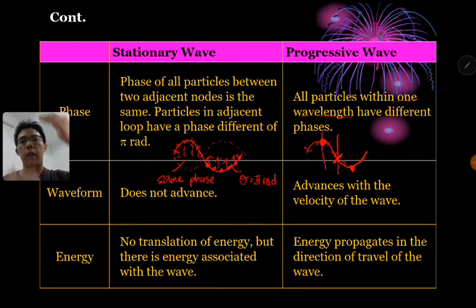It will just move up and down there, so you don't see it travel to the left or right. Whereas for a progressive wave, the profile does move along with the velocity of the wave. It travels, the profile moves, because of the synchronous oscillation of the particles. Energy: there's no translation of the energy, as in there's no travel or propagation of the energy. It is always just inside the loop there, changing up and down. Whereas for progressive waves, the energy propagates in the direction of travel of the wave.